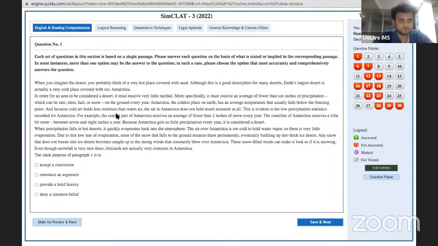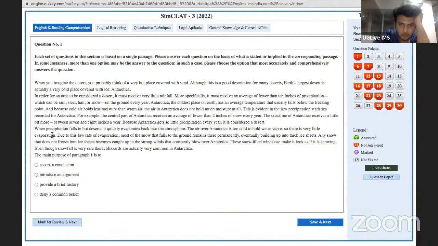This is evident in low precipitation statistics. For example, the central part of Antarctica receives an average of fewer than 2 inches. The coastline of Antarctica receives a little bit more, which means Antarctica gets little total precipitation and it is considered a desert. The precipitation that falls in a hot desert quickly evaporates back into the atmosphere.